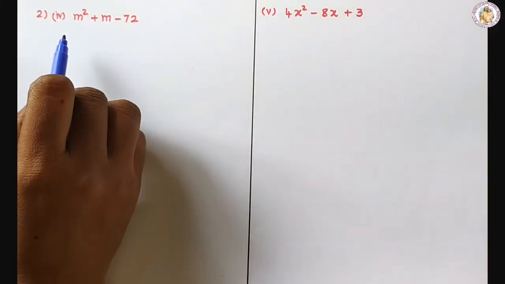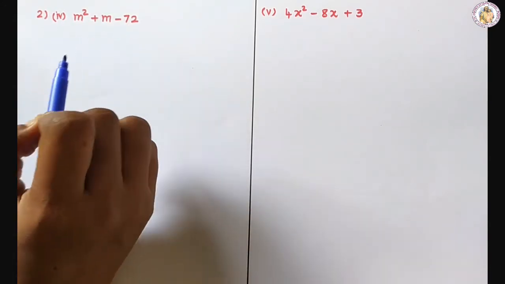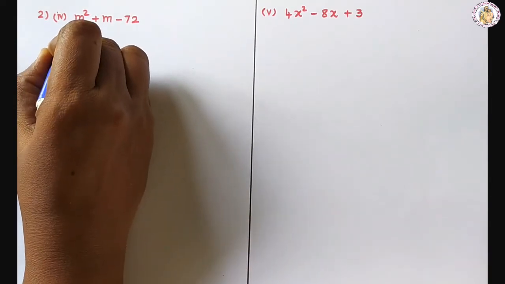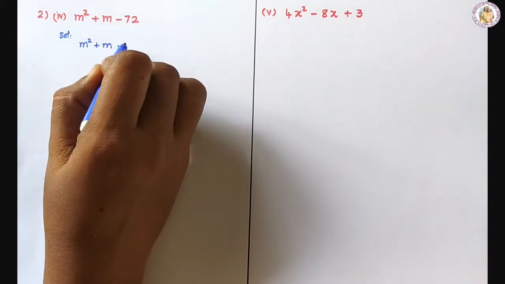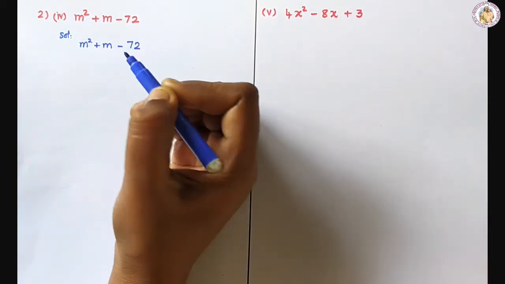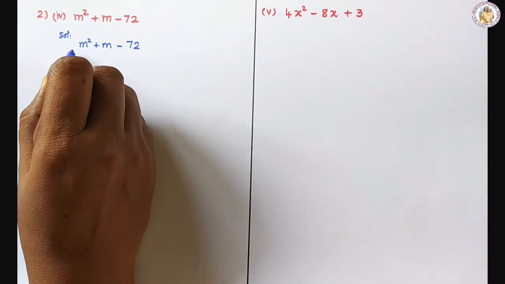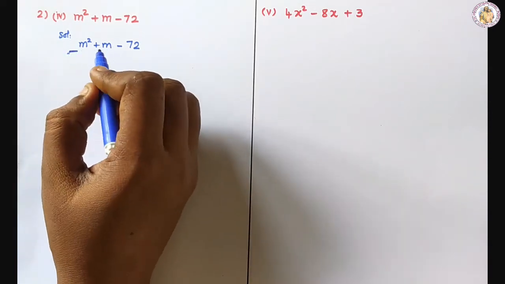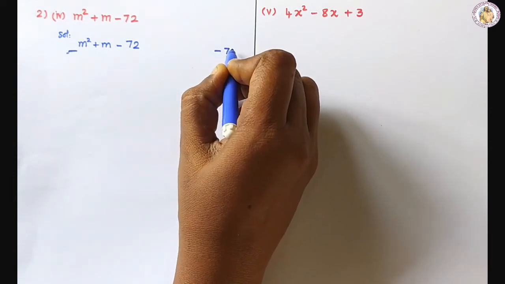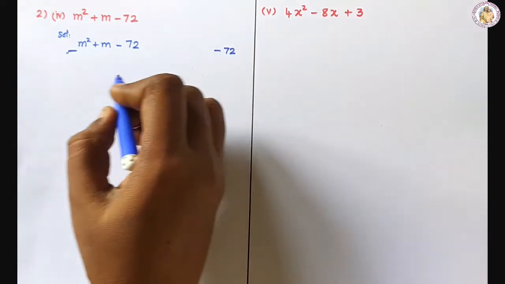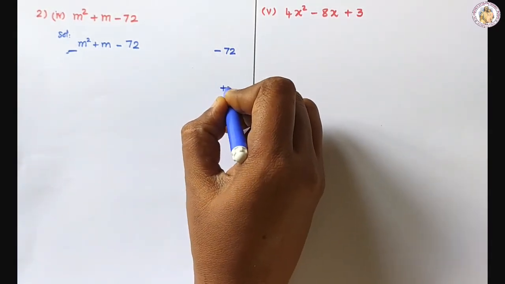Second sum, fourth subdivision: m squared plus m minus 72. Listen, m squared plus m minus 72. Here the numerical coefficient is 1. Multiplying with minus 72, we get minus 72. And what is the coefficient of m? That is plus 1.